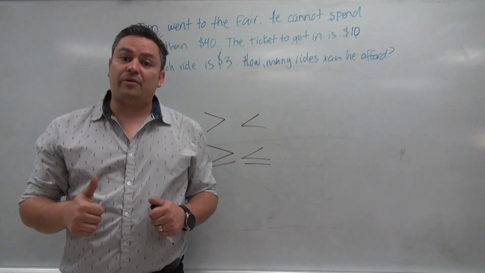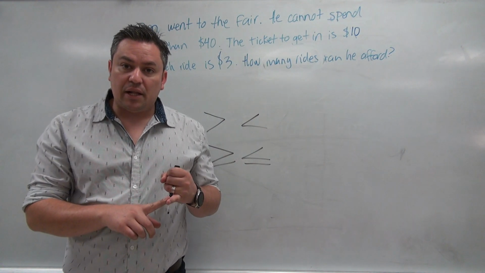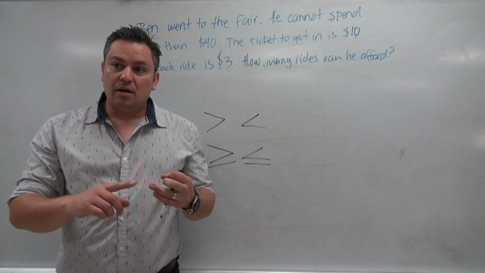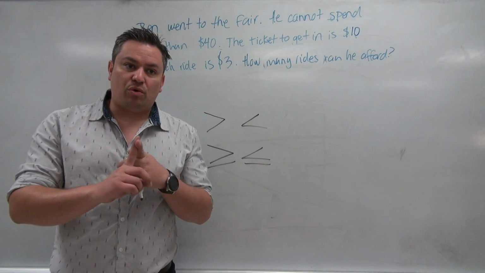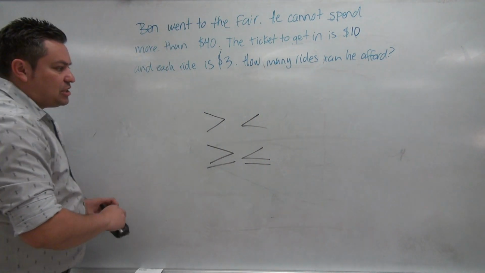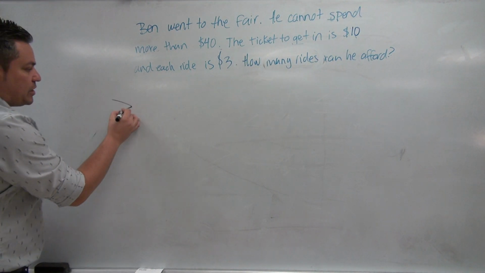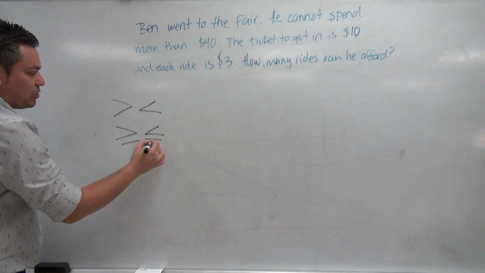Okay, we're going to talk about a few different things. We're going to talk about how to graph an inequality, how to write an inequality, and how to solve an inequality, and a special rule involving negatives. So with that being said, let's start with writing these symbols on the side. So I got greater than, less than, greater than or equal, and less than or equal.